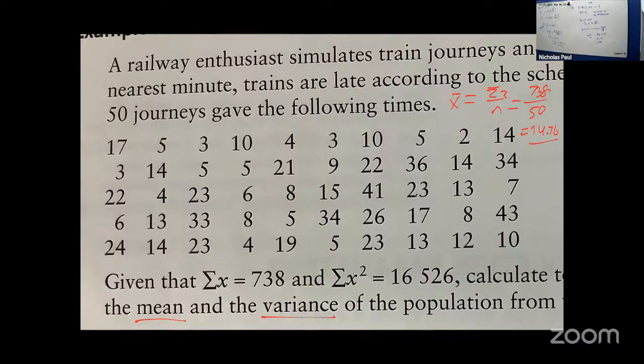Yeah. So now we have X bar and we have sum of X squared and we have sum of X. So then we want to find the variance. I'll give you some time. Choose the right formula, work it out.